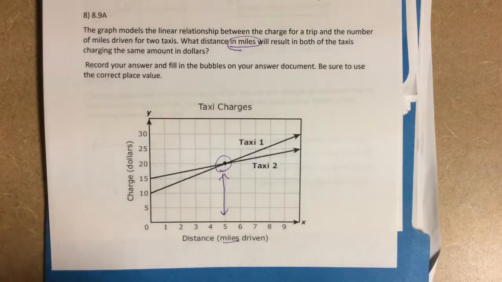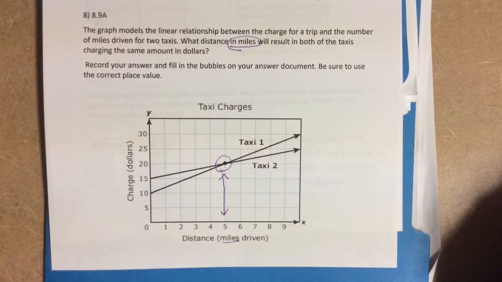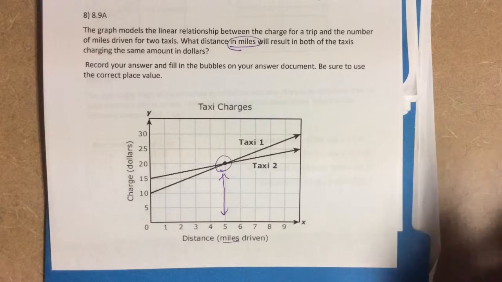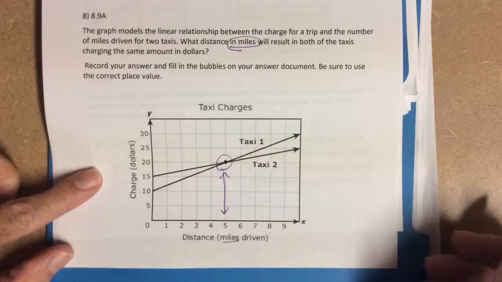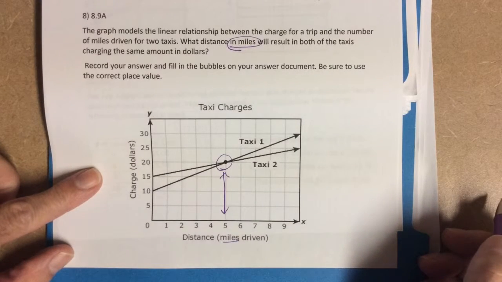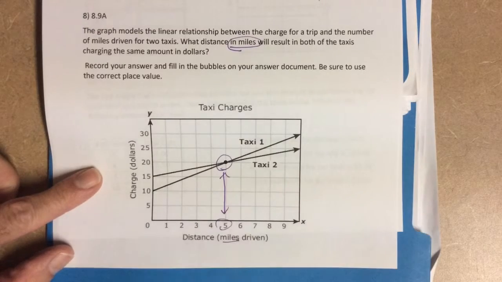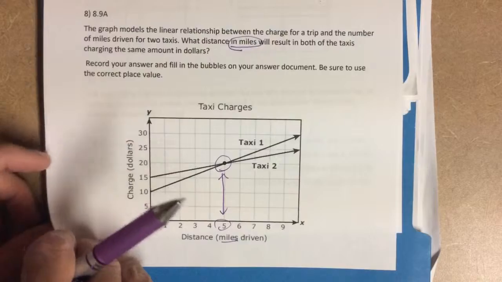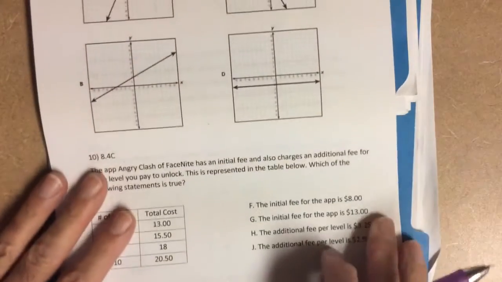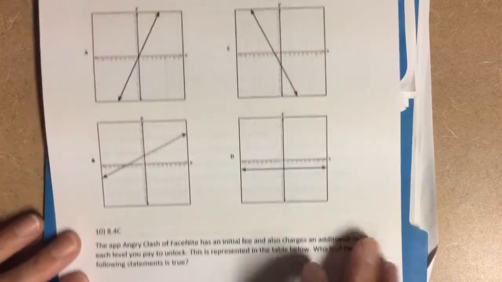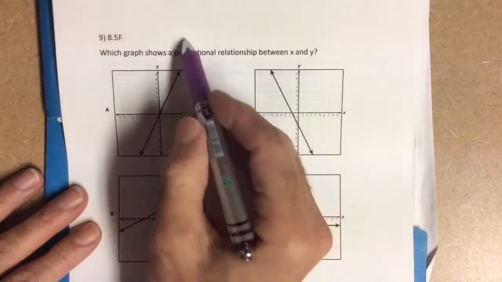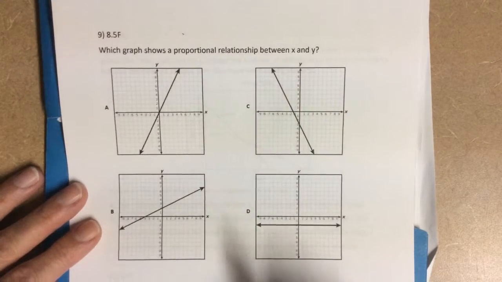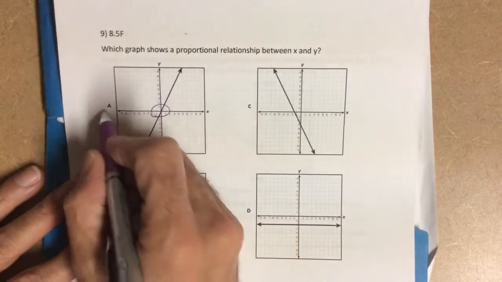I could have asked you at what, after how many miles did they both charge $20? The same amount, they both charged 20 at 5 miles. So the answer was simply 5, right there. Number 9, only one person missed. Proportional relationship, well, it has to cross the origin, so it has to be A.